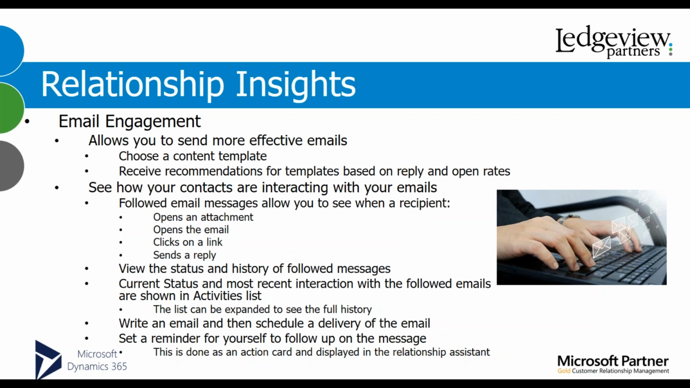You can view the status and history of a followed message. The current status and the most recent interaction is going to be on the activities list, but that list can be expanded to see the full history. You can also write an email and then schedule it for a later delivery. And you can also set a reminder for yourself to follow up on a specific message. This is going to be shown as an action card to you.